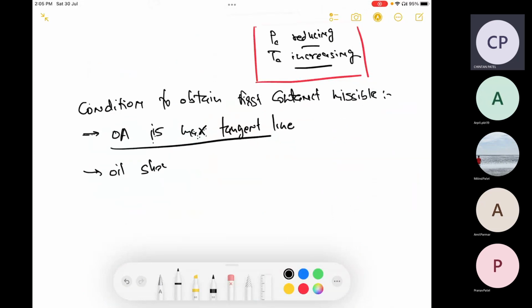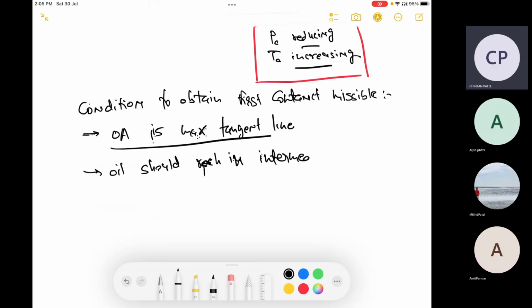oil should be rich in intermediate components. These two conditions are the basic definition for first contact miscibility.